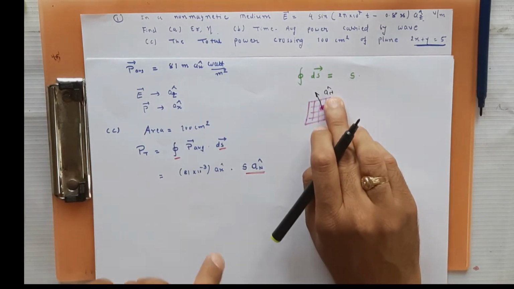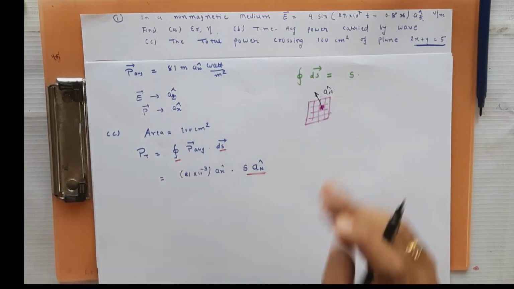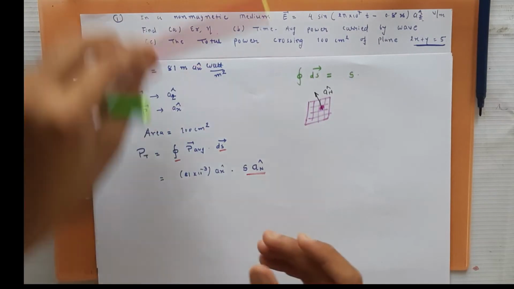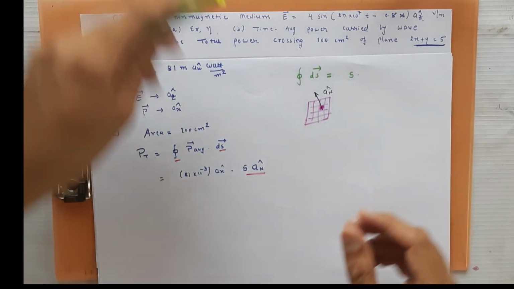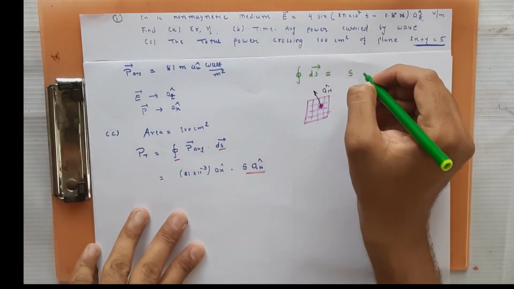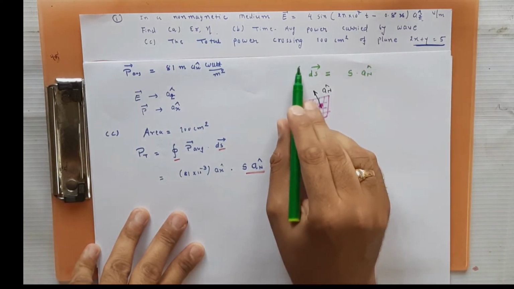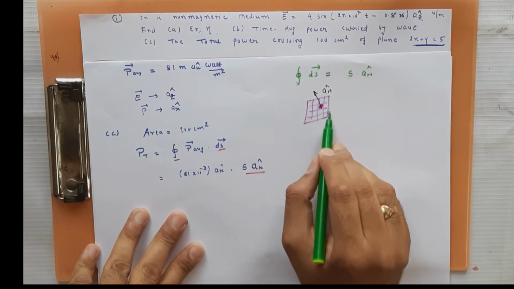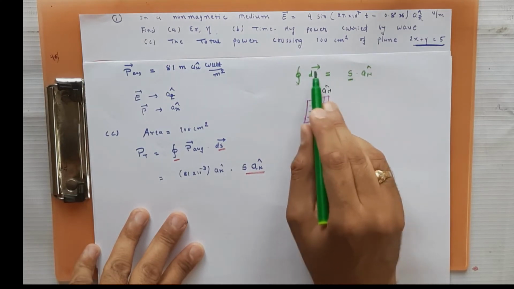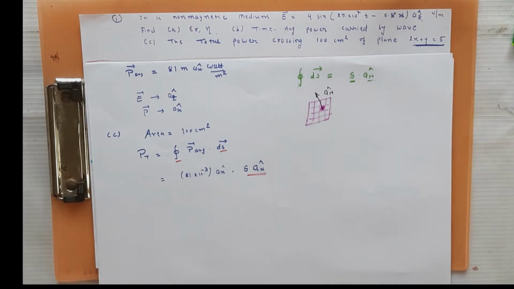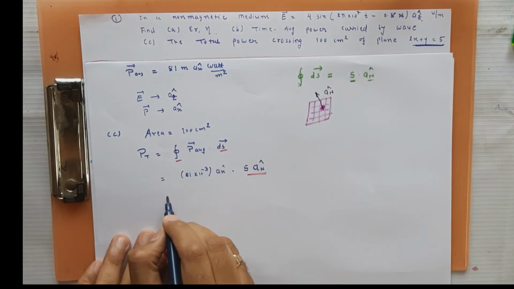n indicates a normal vector. Normal means perpendicular. Okay, and we know that the surface direction is always perpendicular to that surface, that means normal to that surface. So this a into n. This integration means I have to consider the total area. So total area is S and this vector means this a n. Clear? So that is why I have to write S into a n. Clear?